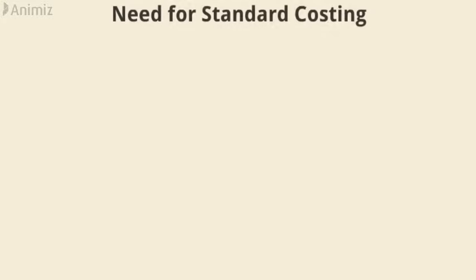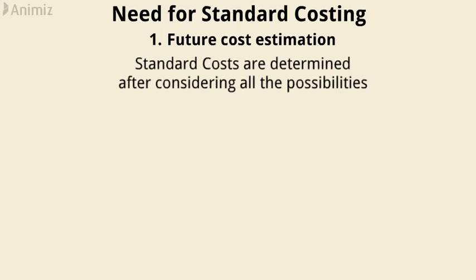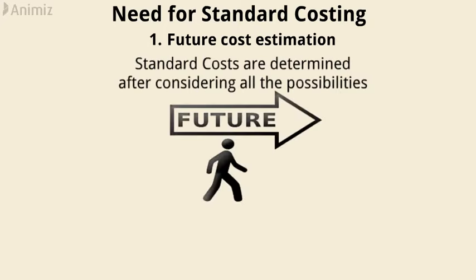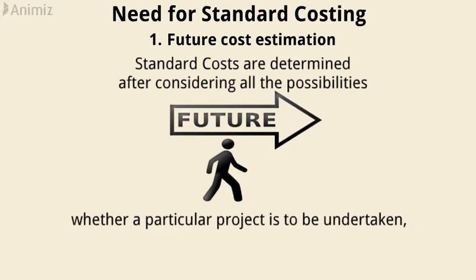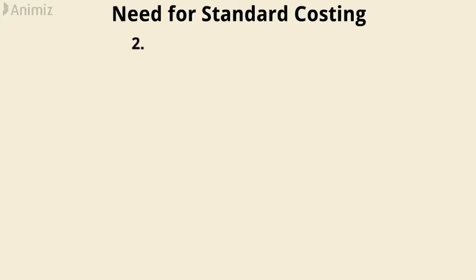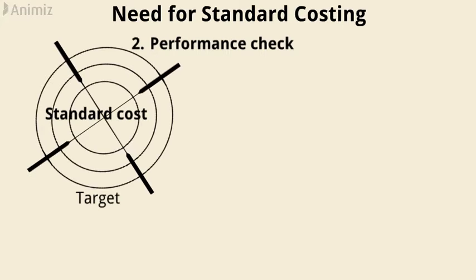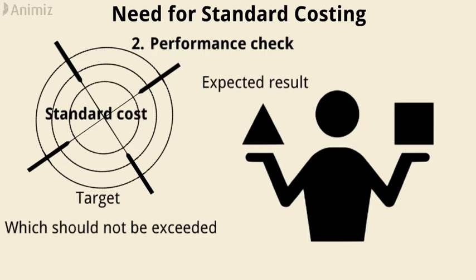Let's discuss the need for standard costing. 1. Future cost estimation. Standard costs are determined after considering all the possibilities that may arise in the future. It also helps in deciding whether a particular project is to be undertaken, by determining its profitability. 2. Performance check. Standard cost acts as targets to the cost centers which should not be exceeded. In such a situation, these targets are helpful in checking the performance through comparison with the actual results.